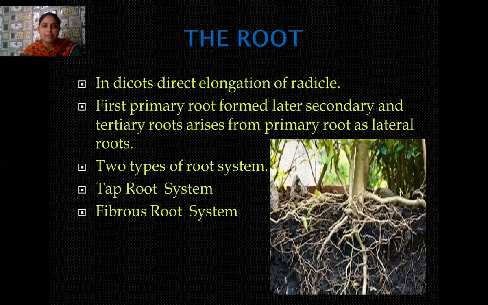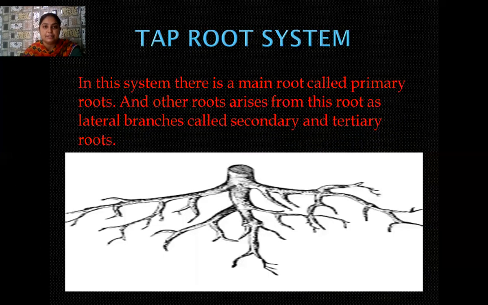So students, always remember the taproot system is the characteristic feature of a dicot plant, which is generally found in terrestrial habitat, and the fibrous root system is the characteristic feature of the monocot plants, in which generally the grasses or grass-like plants come, or the modified grasses you can say. For example, wheat and rice are examples of modified grasses.